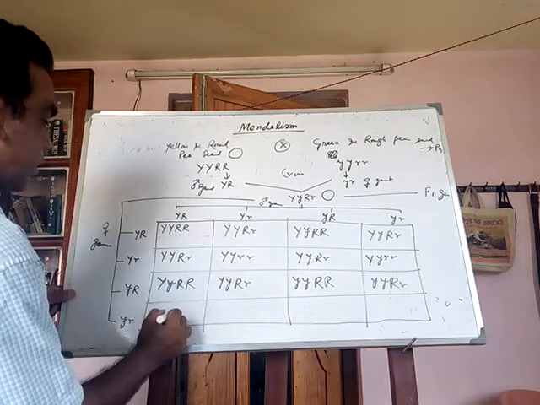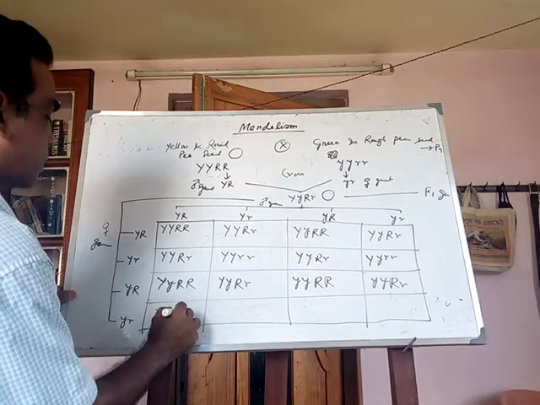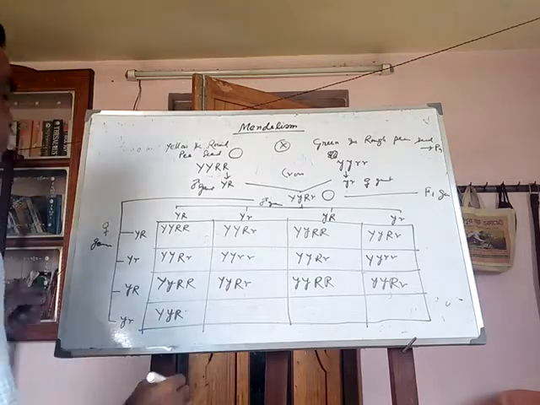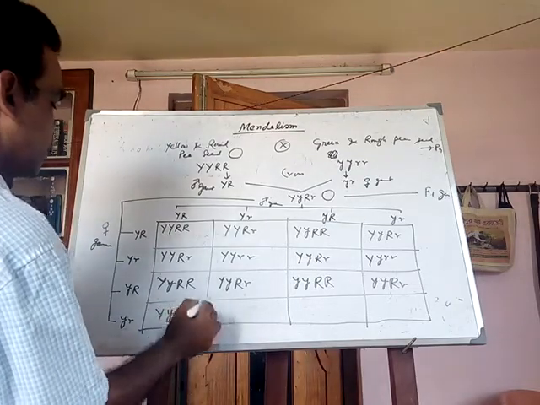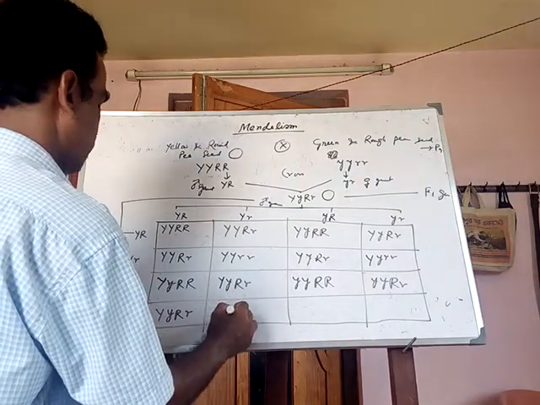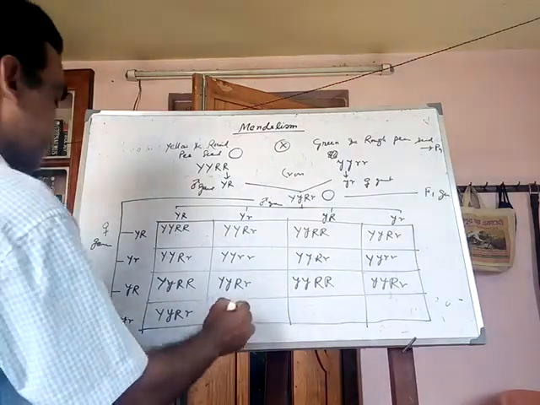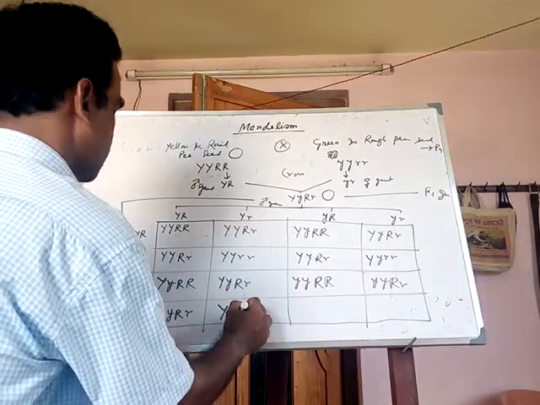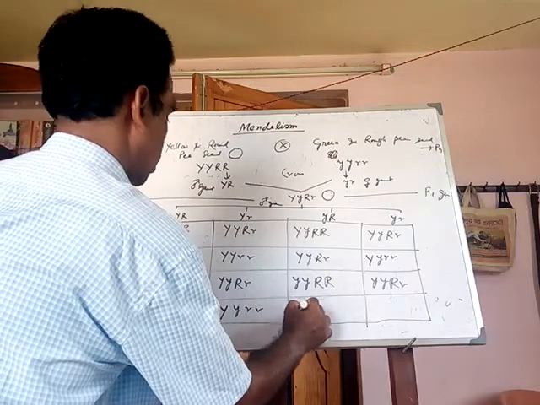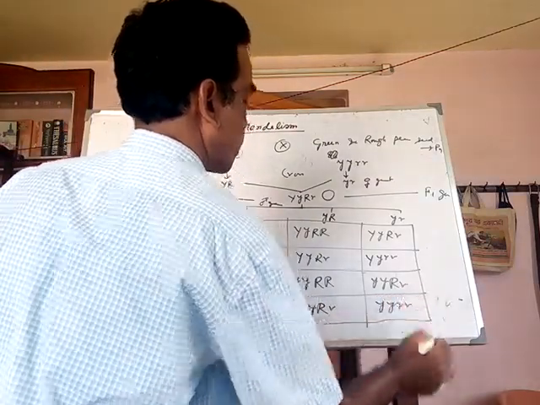That is capital Y small y capital R small r, capital Y small y small r small y capital R small r small y small r small r.